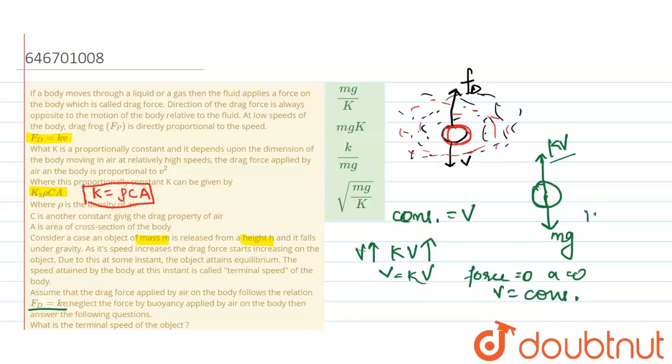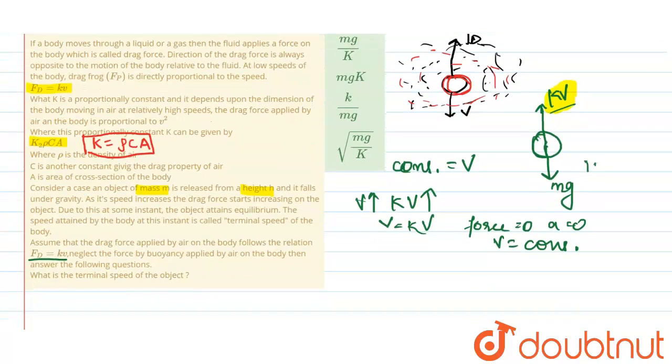Now as the velocity becomes constant, the kV will also be constant, that is the drag force will also be constant, and this velocity is known as the terminal velocity. Okay, according to the terminal velocity, the object will move with a constant velocity. Now in the question we have to find the terminal velocity.